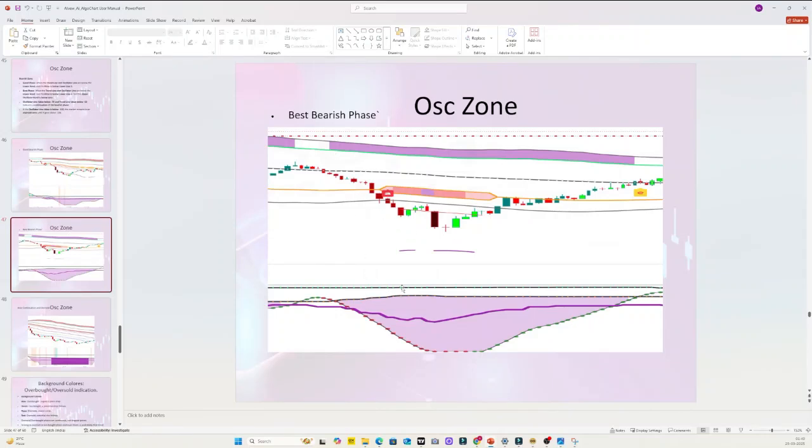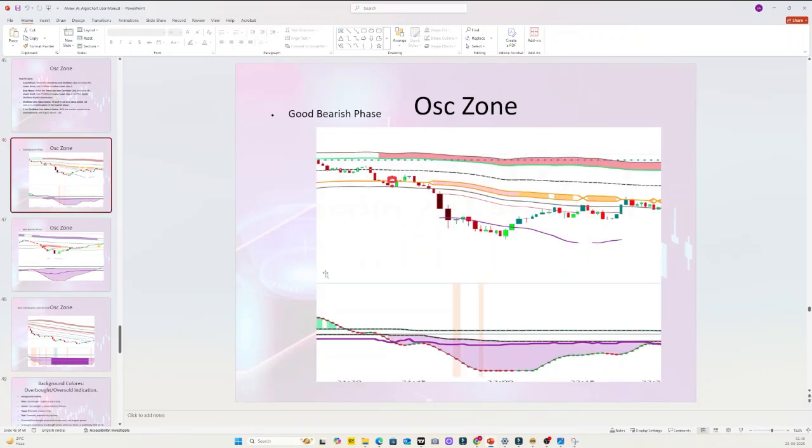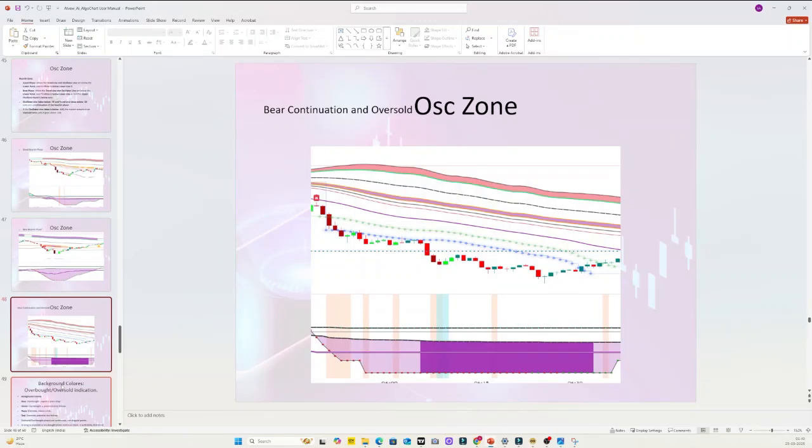Okay, so this is the example of good, and this is the example of best. Here you see that the upper band has come below this 0. Here the upper band is not below the 0, the upper band is above the 0. So the difference is clear.